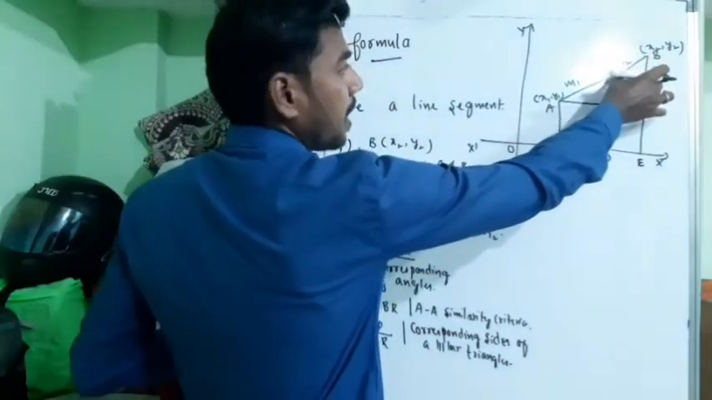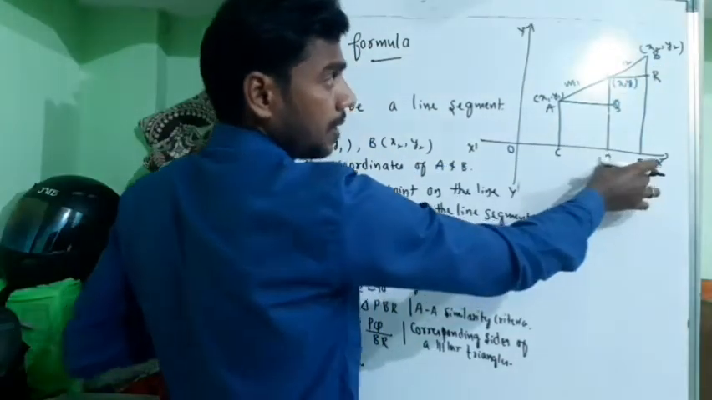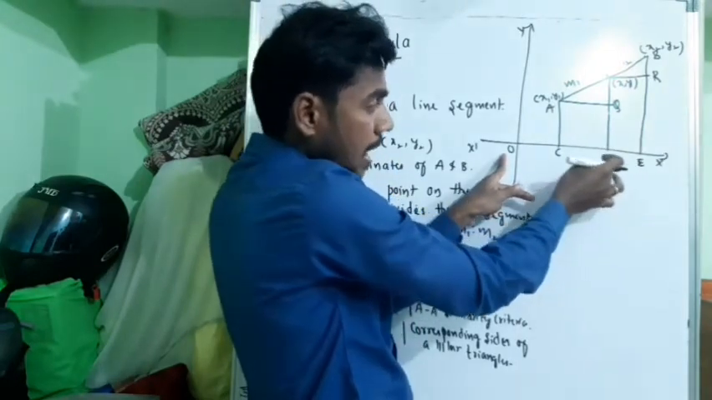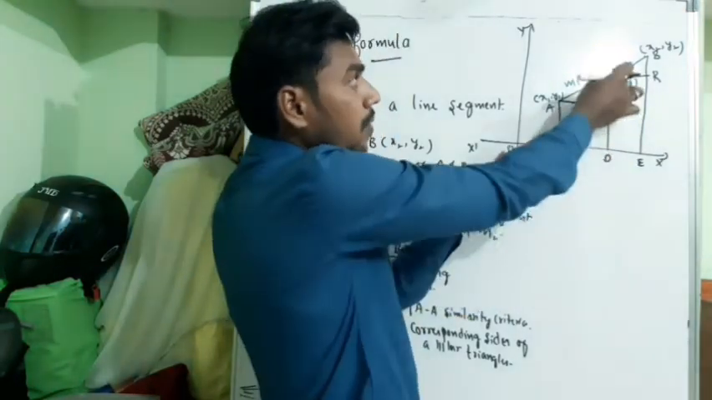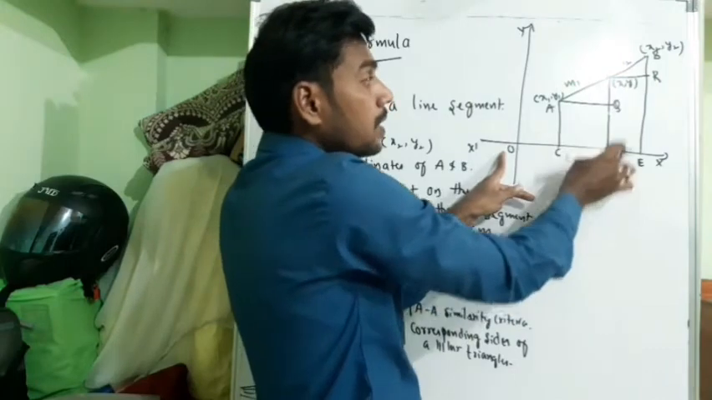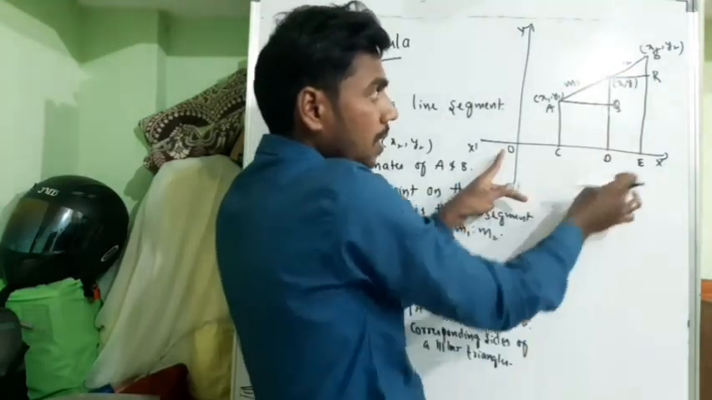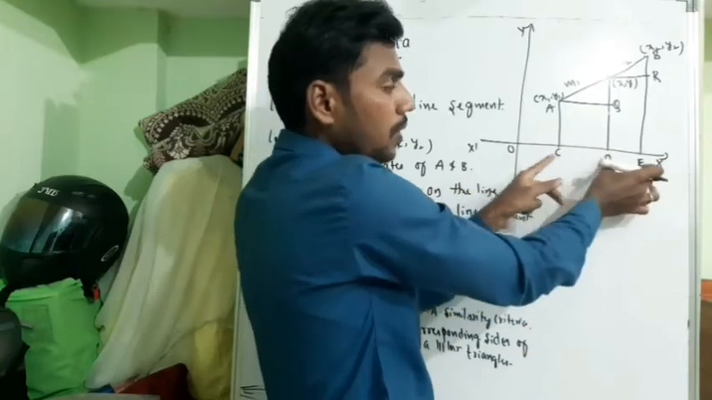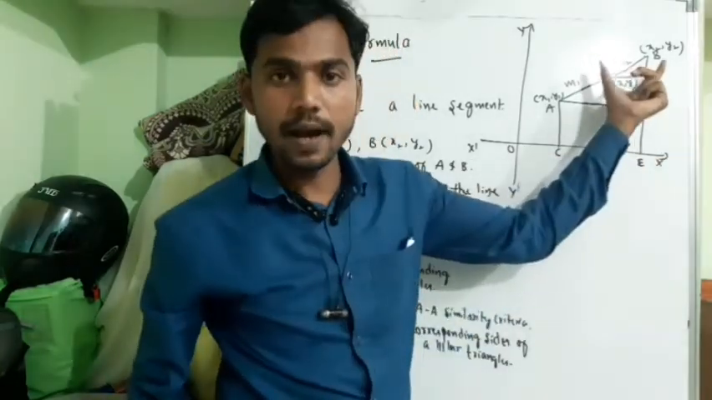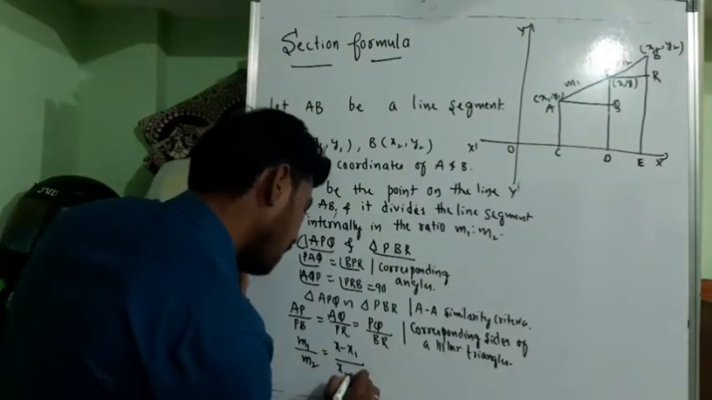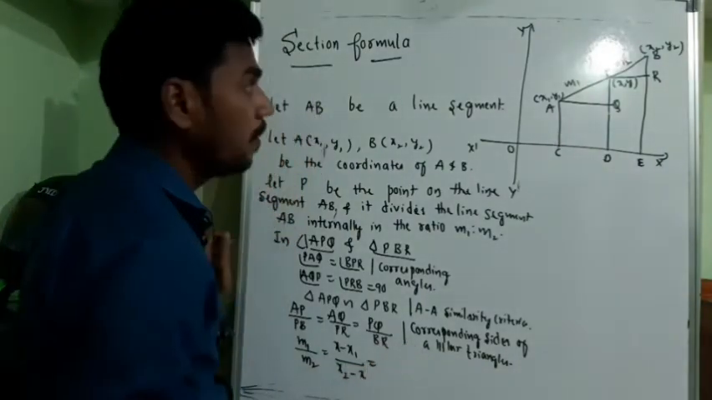Where is PR? PR is equal to DE. The total length is x2, and in that I need to remove OD, which is equal to x. So x2 minus x will be equal to DE, which is equal to PR. So I write x2 minus x.